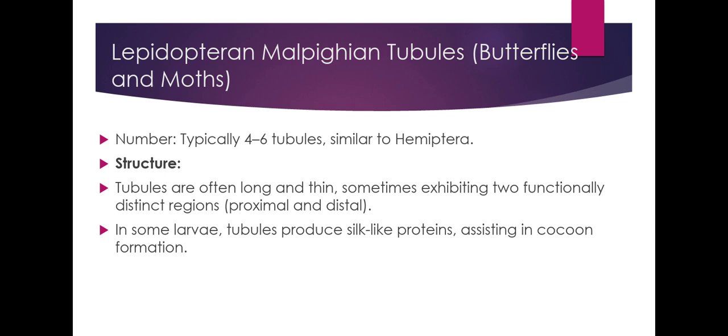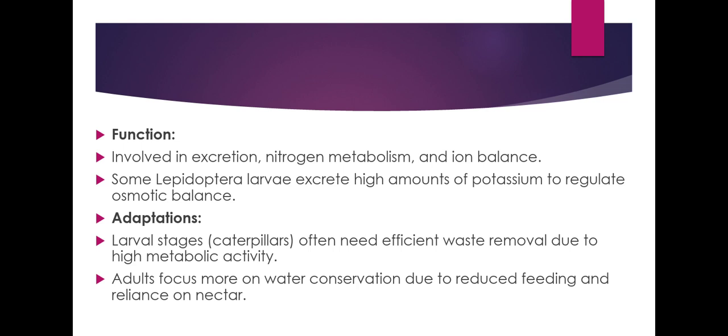In some larvae, tubules produce silk-like proteins assisting in cocoon formation. Function: involved in excretion, nitrogen metabolism, and ion balance. Some lepidoptera larvae excrete high amounts of potassium to regulate osmotic balance. Okay, the adaptations. Larval stages, caterpillars, often need efficient waste removal due to the high metabolic activity. As we know, larvae are mostly voracious feeders.